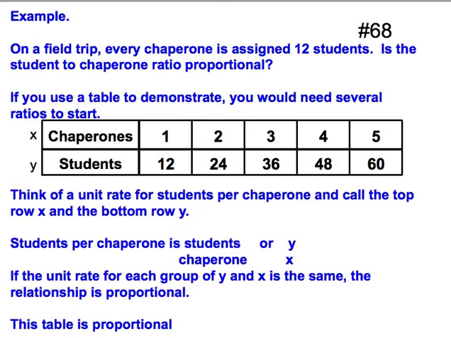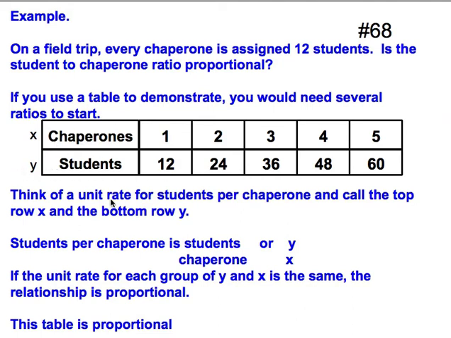So here's our first example. On a field trip, every chaperone is assigned 12 students. And we want to know if the student to chaperone ratio is proportional. So here's the table, and here are our ratios. Now you're going to need to add a few things in for me. First, let's put an X by the chaperones and a Y by the students. And we're going to think of this as a unit rate for students per chaperone. So our X is the chaperones and our Y is the students.